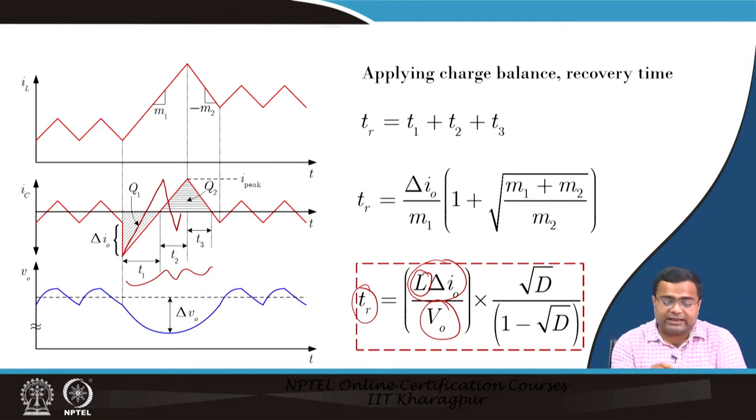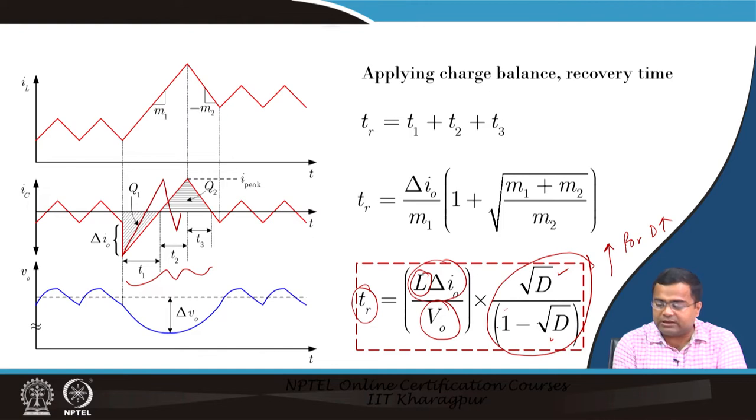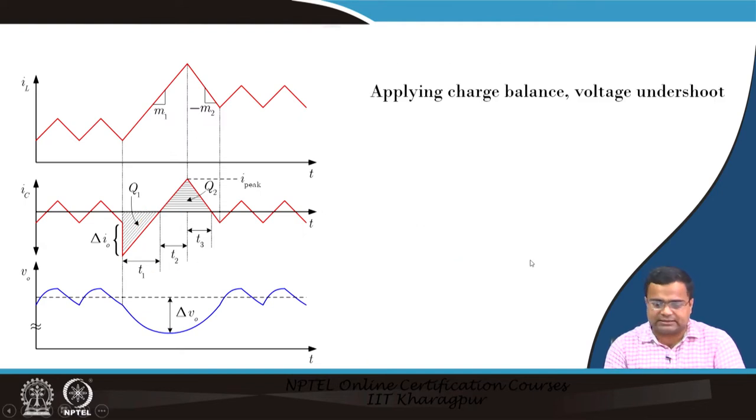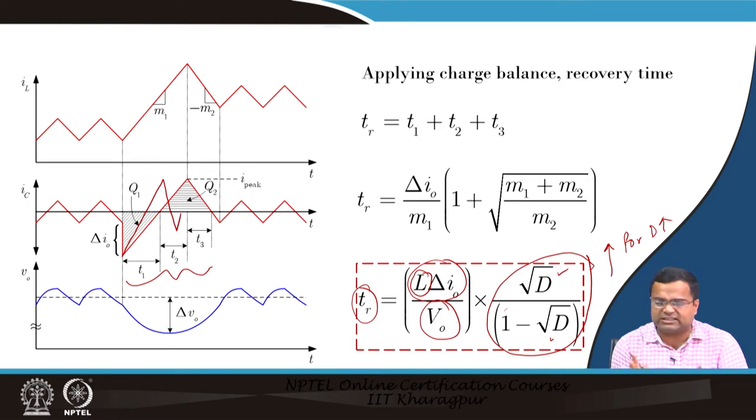Okay. Then for the given inductor, if the inductor is fixed, load step size is fixed, output voltage is fixed, if the input voltage decreases, that means the duty ratio increases, then it can be shown that this term will go up for increasing duty ratio, because this will go up and this will go up. So, 1 minus D will be smaller and it is in the denominator. So, as a result, the overall term will increase. That means the worst case recovery time will be at the lowest input voltage or the highest duty ratio. Okay. Similarly, it depends on the load step size.